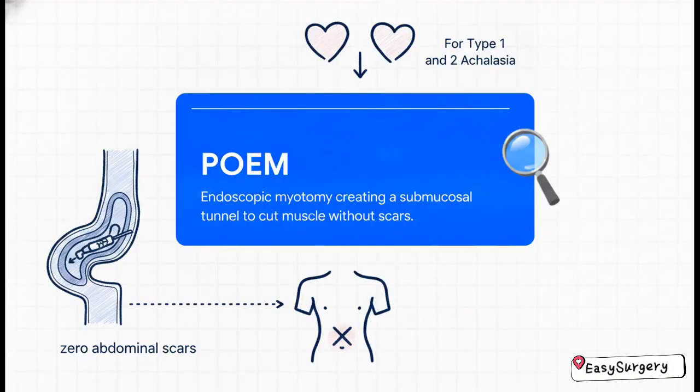It's an alternative to the traditional laparoscopic Heller's myotomy, called POEM, per-oral endoscopic myotomy. Using just an endoscope, surgeons literally tunnel down right into the wall of the esophagus, snip the tight circular muscle from the inside out, and seal it back up. It leaves 0 abdominal scars, and it's remarkably effective, especially for folks with type 1 and type 2 achalasia.